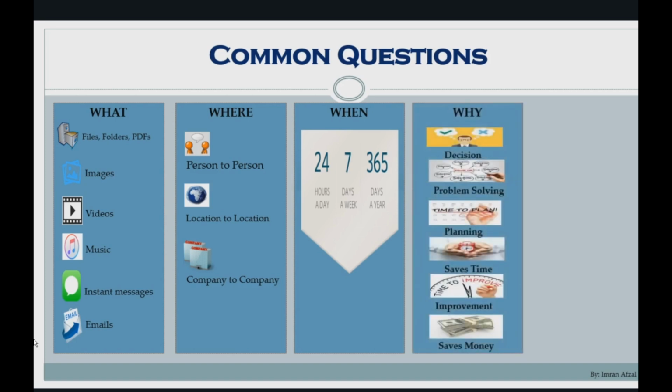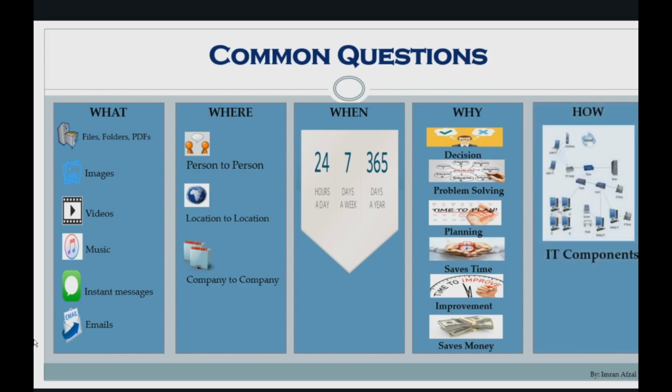And of course, why the information is being shared among people is because the information helps us make decisions and solve problems. It helps us make the right planning, and eventually it saves us time, improves our lives, and saves us money. And how all this is happening is through the IT components, which we will be covering in the later lessons.